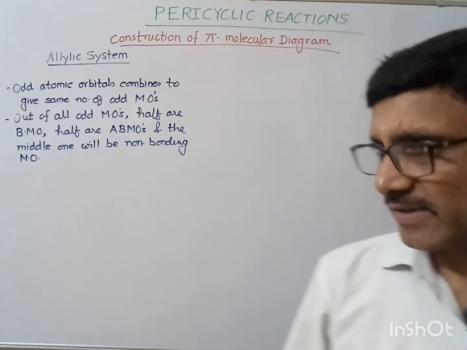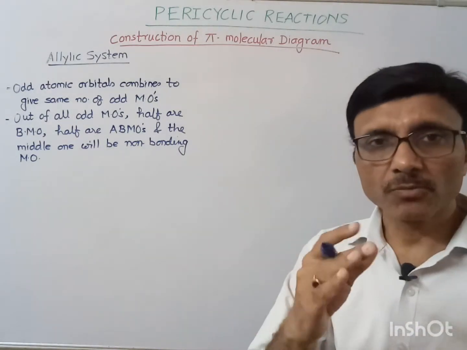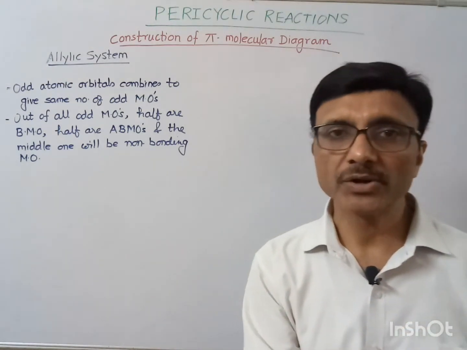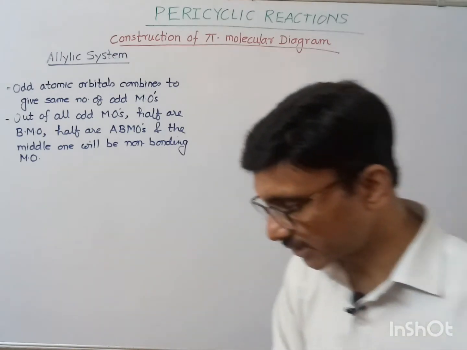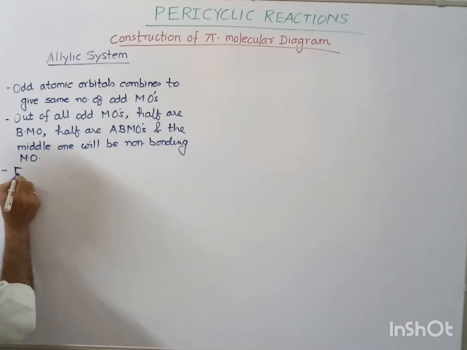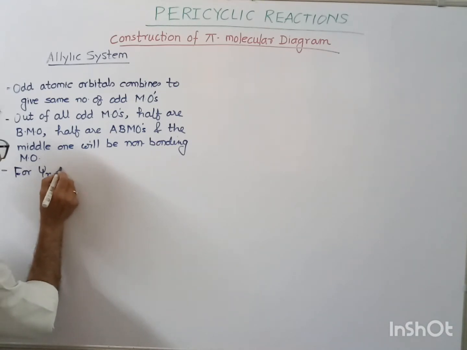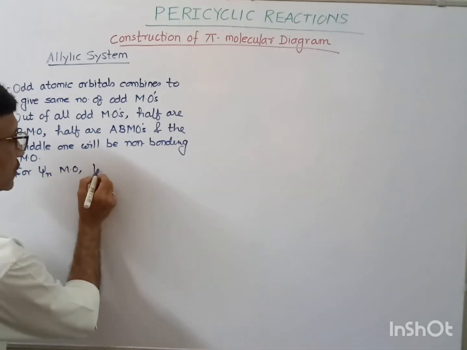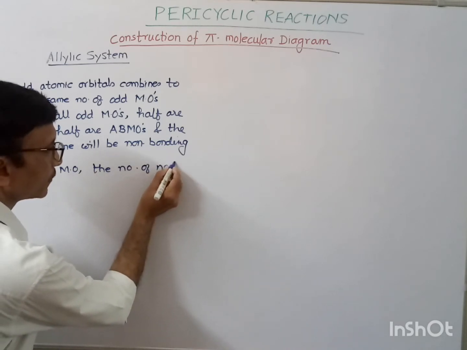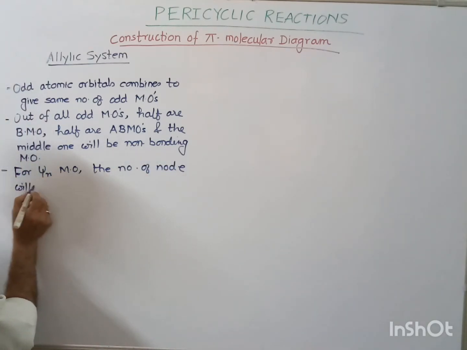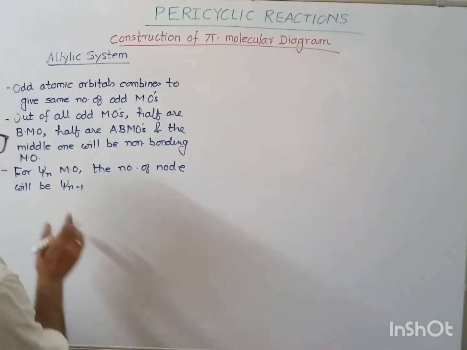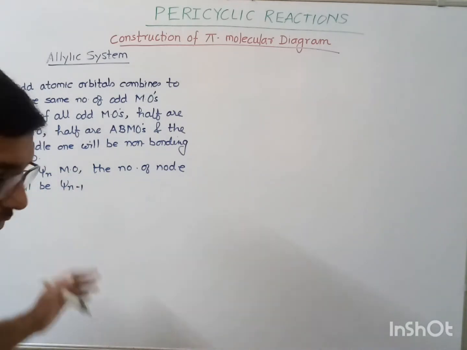Okay, and the same rules as before: the first molecular orbital will have 0 nodes, the second will have 1 node, the third will have 2 nodes, and like this. So the same rule as before. So for the psi n molecular orbital, the number of nodes will be n minus 1.